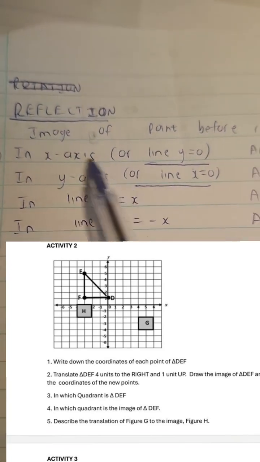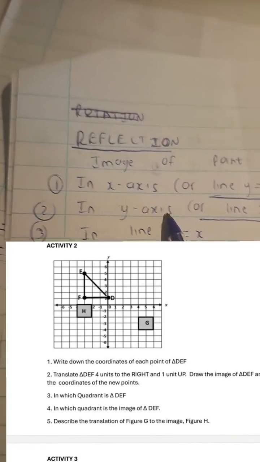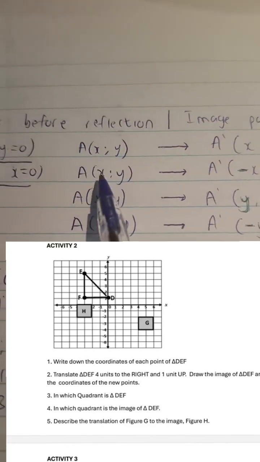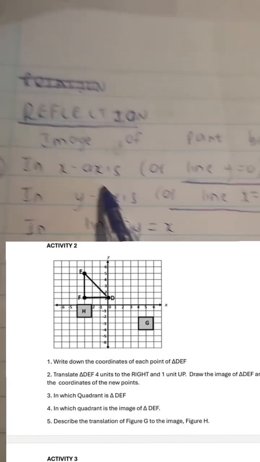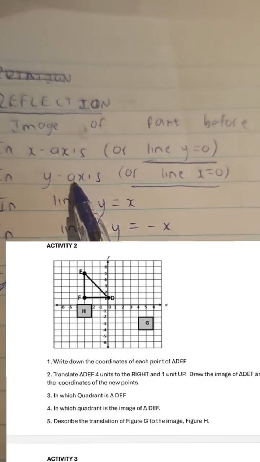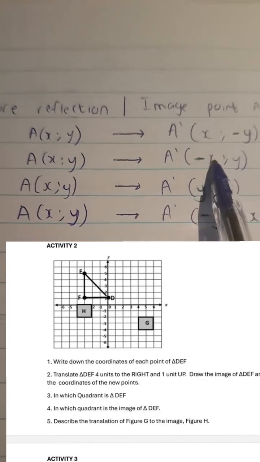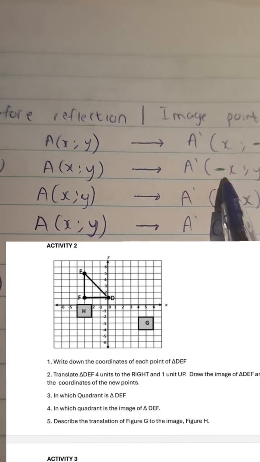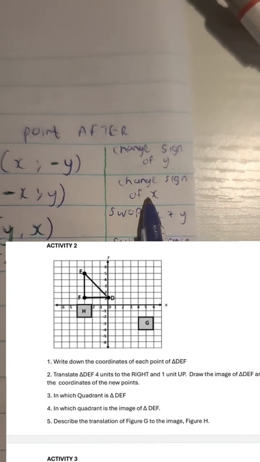So reflection in the y-axis simply means that the coordinate that gets affected when you are reflecting in the y-axis is the x-coordinate. What happens to it is that it simply changes sign. So whenever we are reflecting in the y-axis, all we take into consideration is a simple change in the x-coordinate. It simply changes its sign.